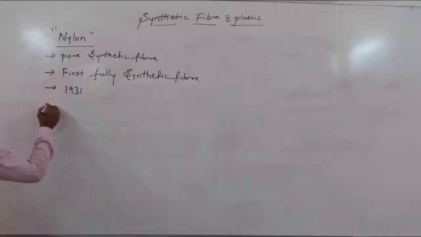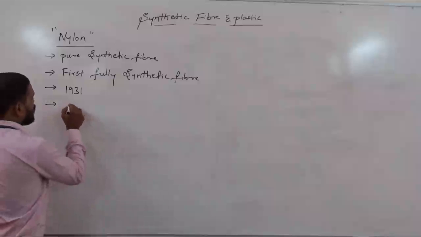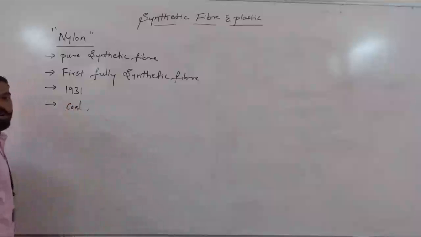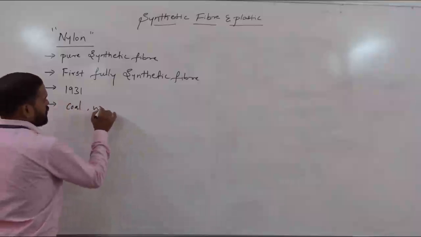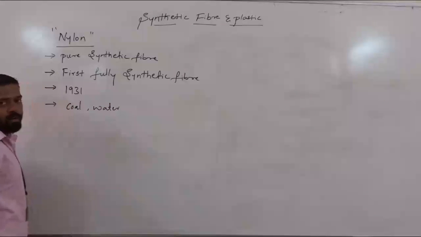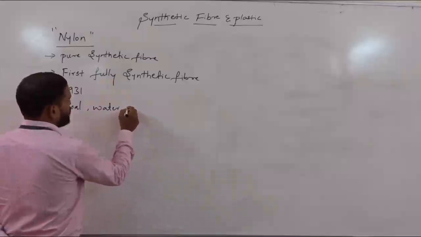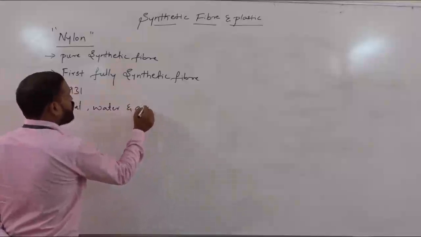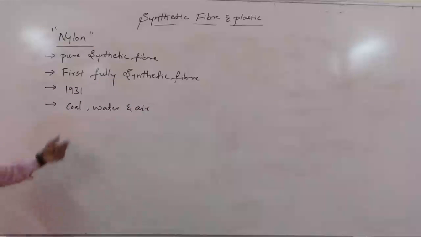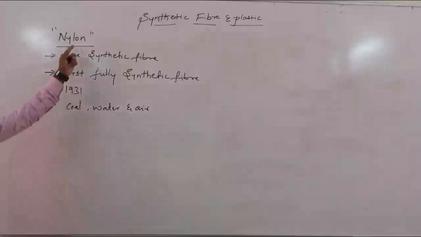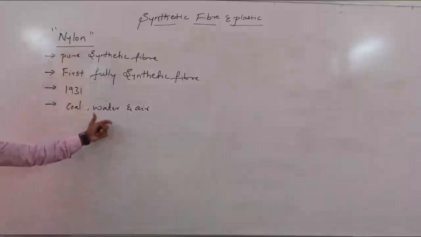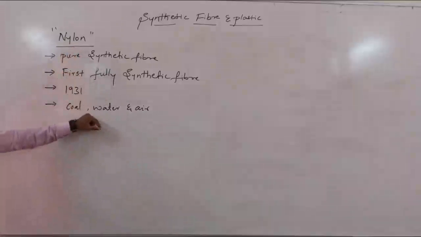So what raw materials are used to manufacture nylon? Coal is used, water is used, and air is used, with the absence of air in the process. Using these things they manufacture nylon.